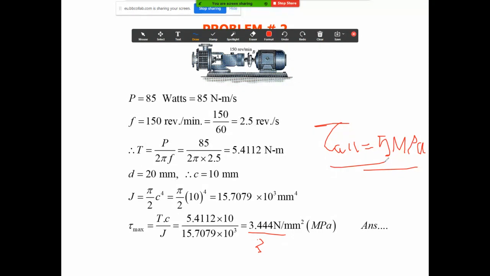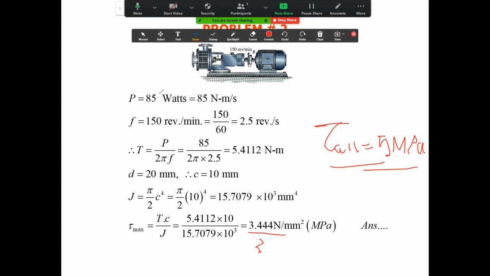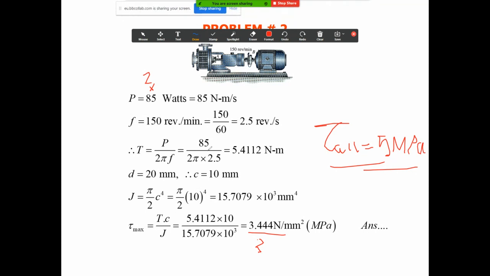Is it okay or not okay? If somebody asks you, is it safe or not safe? Yes, it is safe. It is okay to use this shaft to transmit this power without any problem. But if you increase the power to twice, what will happen to the torque? It will increase to twice, and then the stress will increase to twice, so it will be 6.8. Is it okay? No. So your shaft will be subjected to failure. You got my idea? Not failure, it isn't safe, because this is the tau allowable.